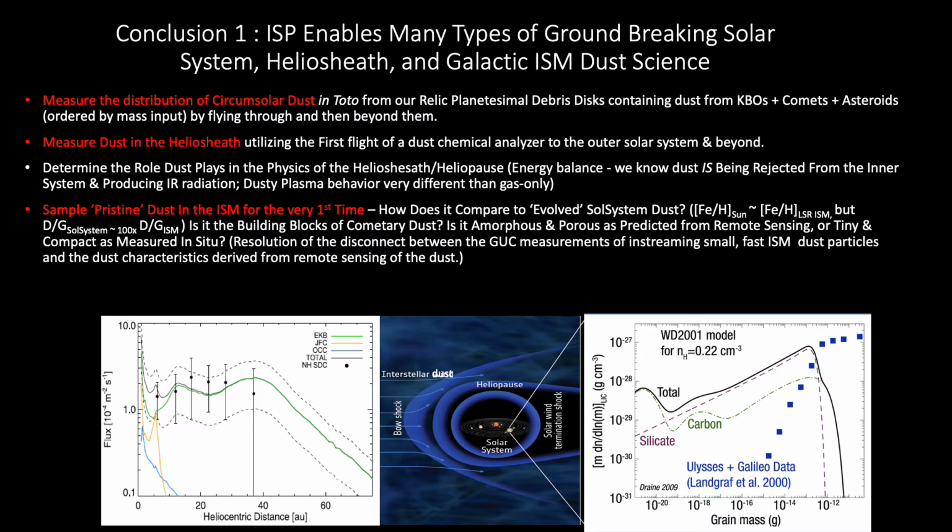heliosphere. And finally, once it's out in the local galaxy, ISP is going to sample pristine dust in the ISM for the very first time. It's going to help us understand the disconnect between models and predictions for remote sensing of the dust in the galaxy versus what's actually measured, penetrating through into our system.